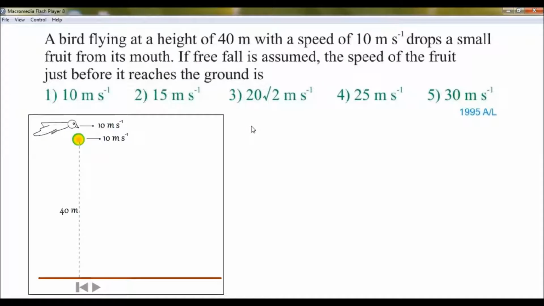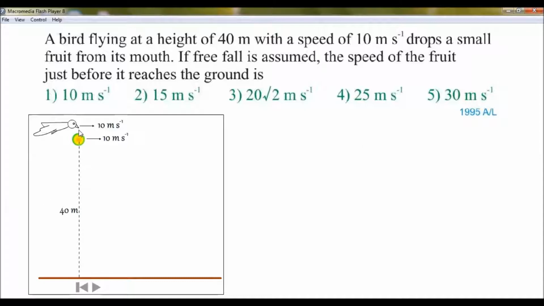In this question it says a bird flying at a height of 40 meters with a speed of 10 meters per second drops a small fruit from its mouth. If free fall is assumed, the speed of the fruit just before it reaches the ground is... We are given 5 answers, and we have to find the correct one.